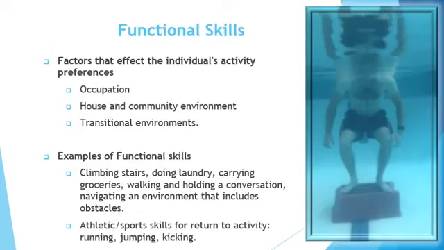The functional environment can vary depending on an individual's activity preferences, occupation, house and community environment, and transitional environments. Functional skills are a combination of static and dynamic components working together to help us get moving and stay moving. In order for you to have typical gait and balance, your cardiovascular, musculoskeletal, and neurologic systems have to work in sync with each other. When one of these systems has been impaired, an individual's ability to complete functional tasks is negatively impacted. Some examples of functional skills are walking, doing laundry, or dual tasking.